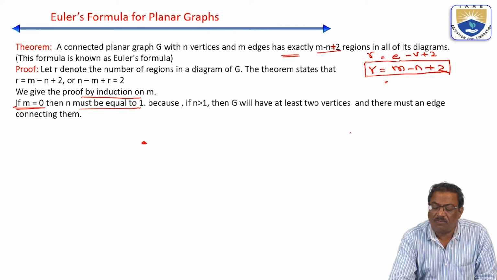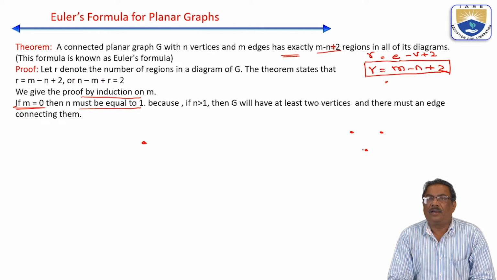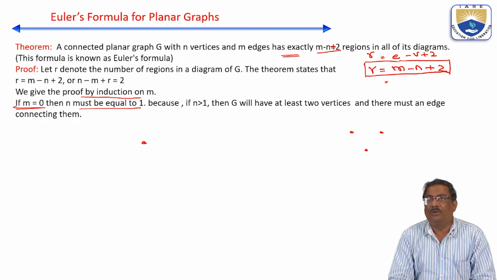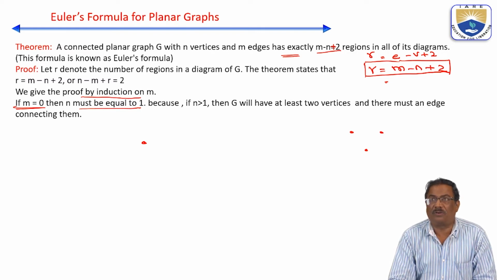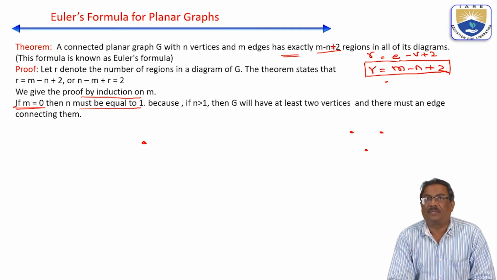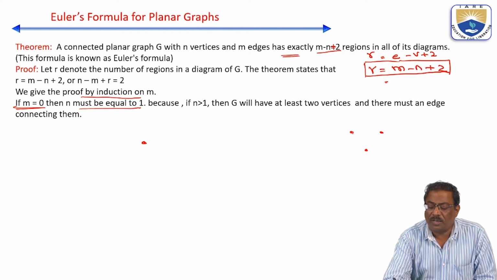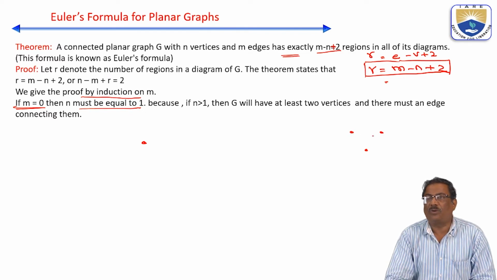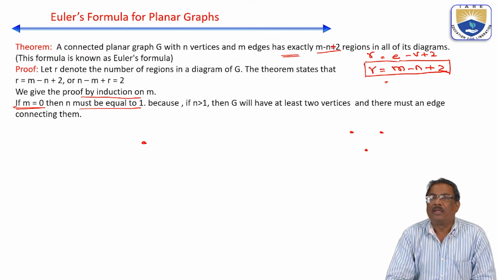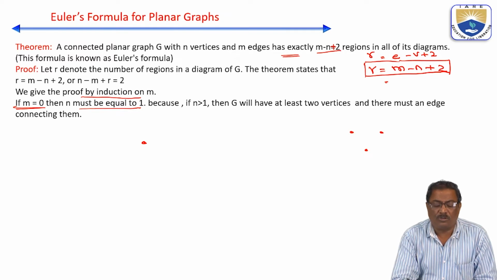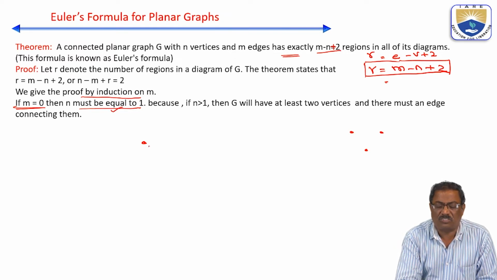Suppose the number of vertices is greater than 1, let us say 3, then G will have at least 2 vertices. But it is given that the graph is a connected graph. So we would need to connect them, and if we connect them, then automatically the edges will be more than 0. So the number of vertices must be 1.